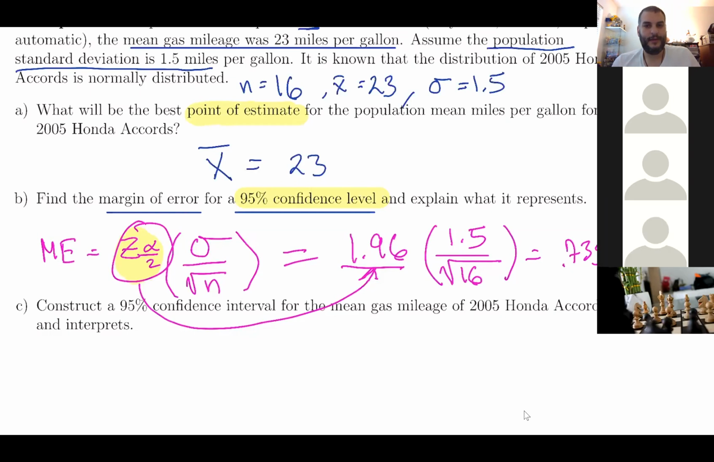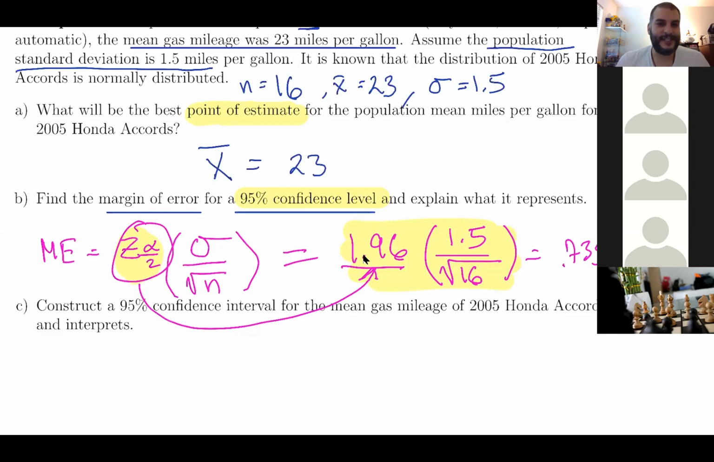How did you get the 0.735 again? I'm sorry, I zoned out. You just multiply this out. So you just have to do this in your calculator. Okay, okay. Thank you. Yep. All right. Any other question in regard to part B?